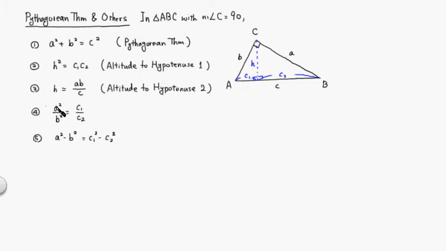And the other results: a squared over b squared equals c1 over c2, and a squared minus b squared is equal to c1 squared minus c2 squared. Let's verify all of them. Let's try to establish the Pythagorean theorem first. We're going to pull out some smaller triangles.